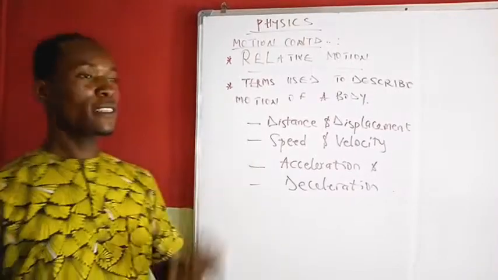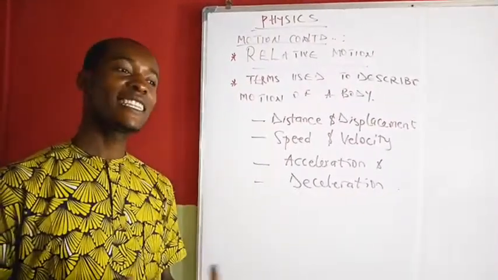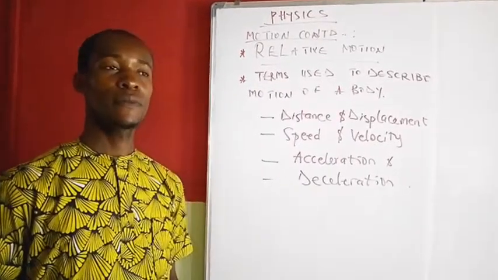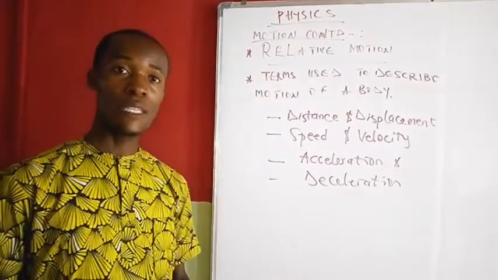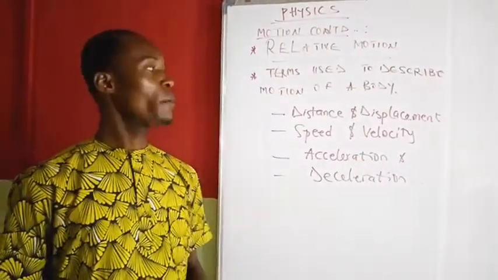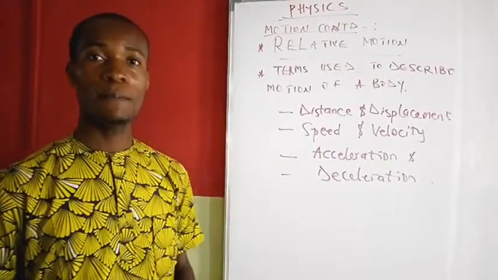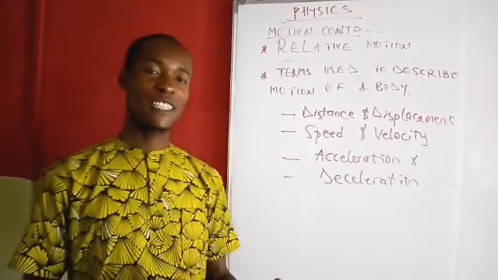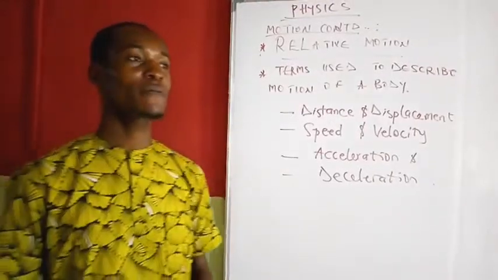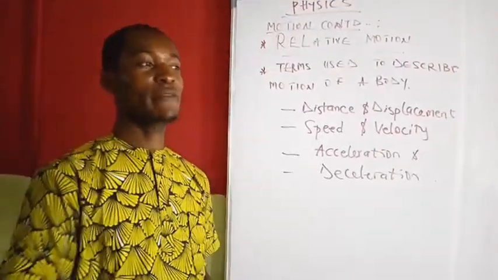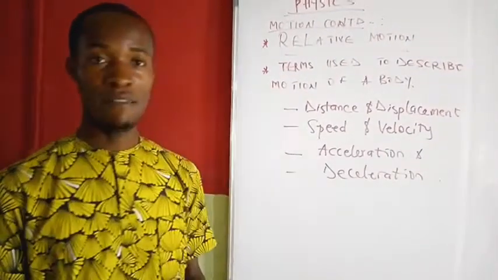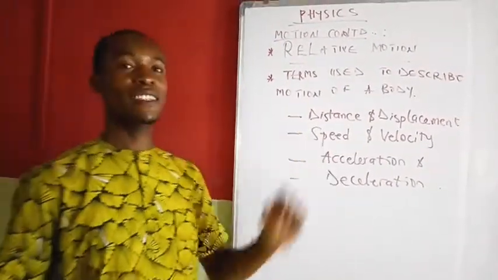Now, for distance, we say that distance is the length of path covered by a moving body. It is measured in meters. It is a scalar quantity. But displacement, on the other hand, is the shortest distance between 2 points. You can also say that displacement is the distance in a specified direction. It is equally measured in meters. It is a vector quantity, unlike distance.